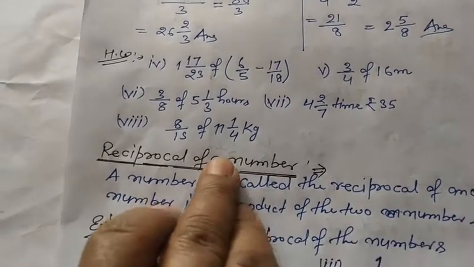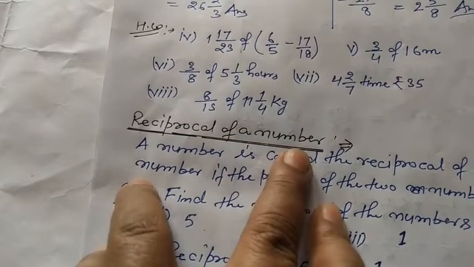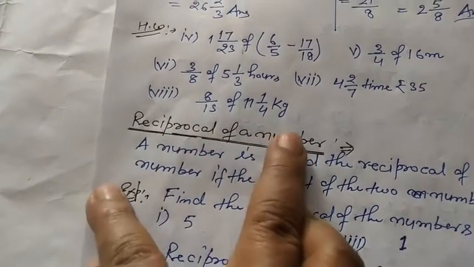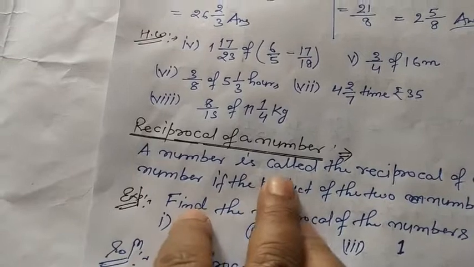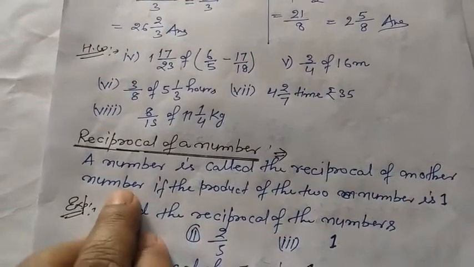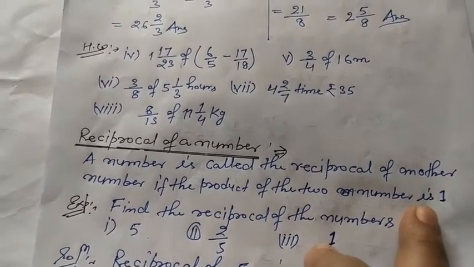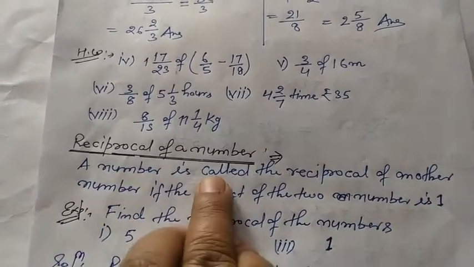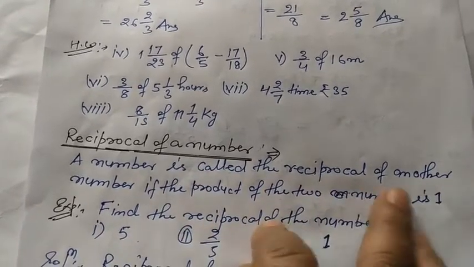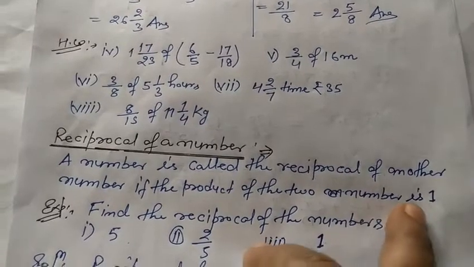Now the next important thing is the reciprocal of a number. Try to understand the reciprocal of a number. A number is called the reciprocal of another number if the product of the two numbers is 1. Again listen, a number is called the reciprocal of another number if the product of the two numbers is 1.